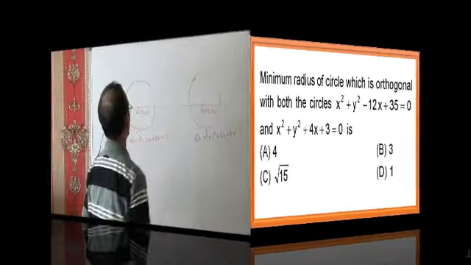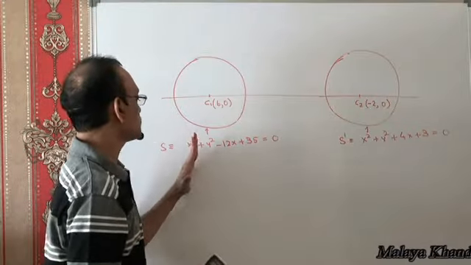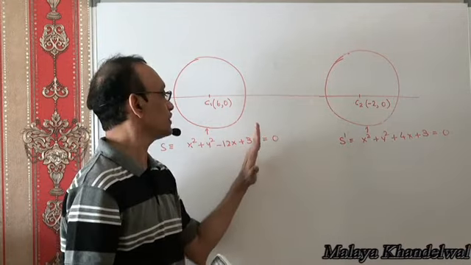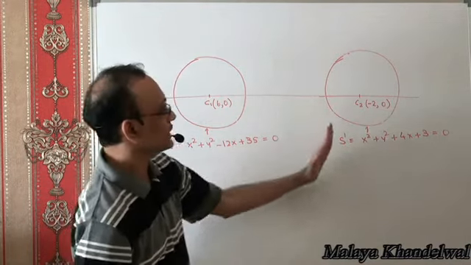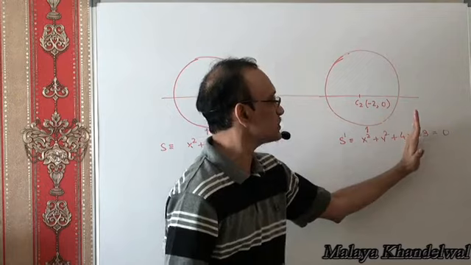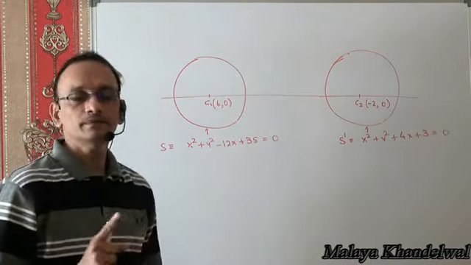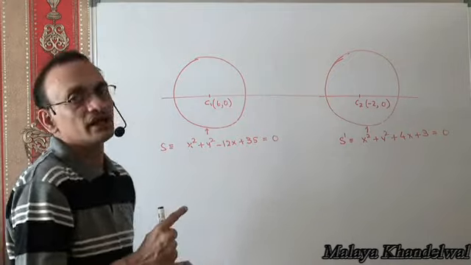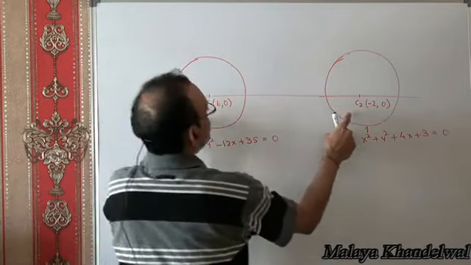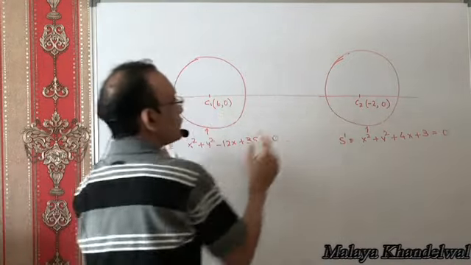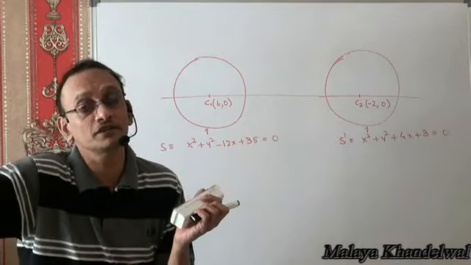We have two circles. S, which is x squared plus y squared minus 12x plus 35 equal to 0, and S prime, which is x squared plus y squared plus 4x plus 3 equal to 0. And what we are looking at is a circle orthogonal with the two circles. We are looking at a circle which is orthogonal with the two circles.